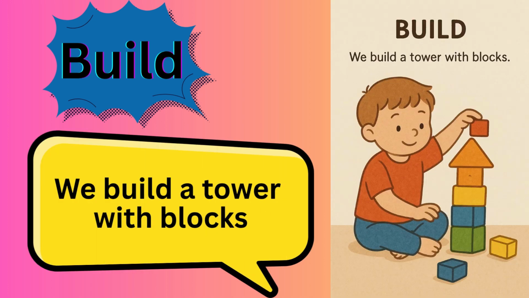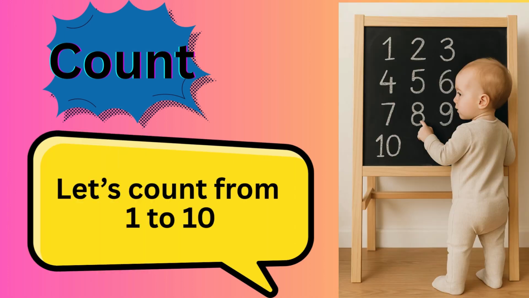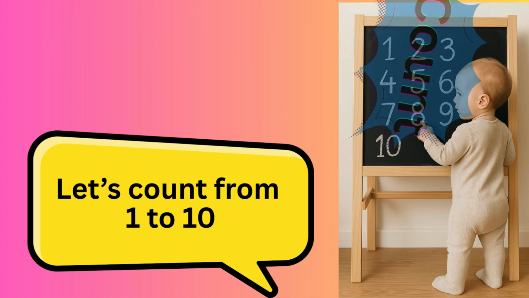Next action word is build. Build means to make something by putting parts together. Example, we build a tower with blocks. Next action word is count. Count means to say numbers one by one to know how many things there are. Example, let's count from 1 to 10.